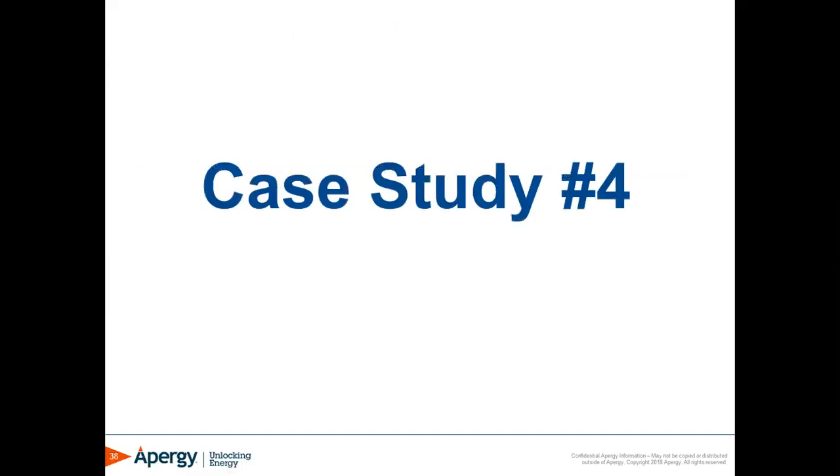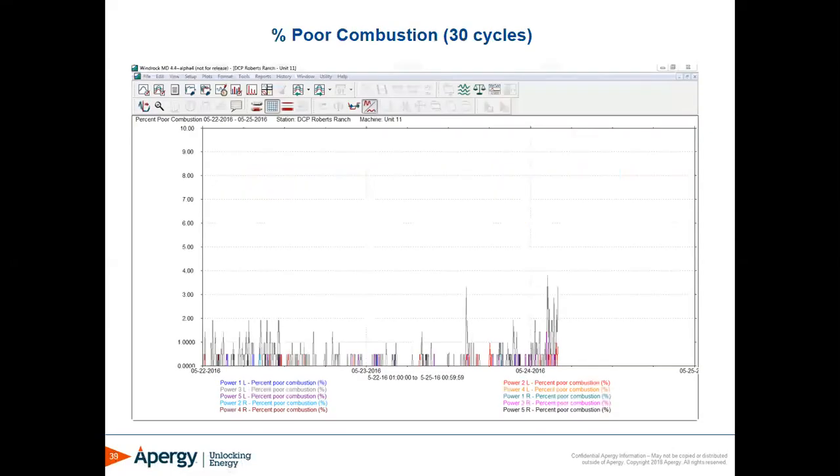Another case study here, number 4. The Platinum system calculates some statistics for us. So it calculates percent poor combustion, good combustion, overpressure, pre-combustion statistics. These are relatively new features in the Platinum.